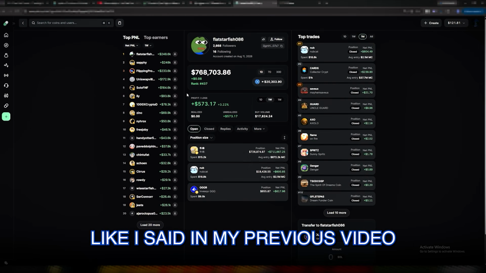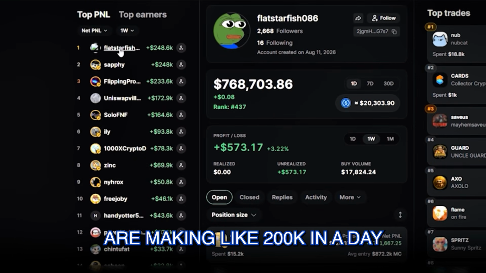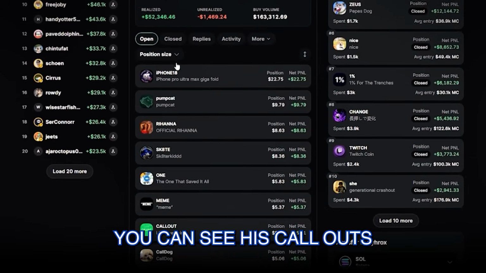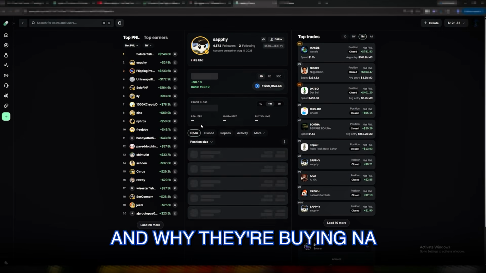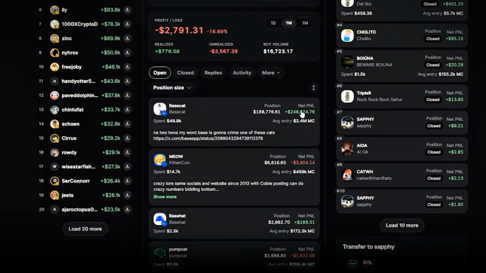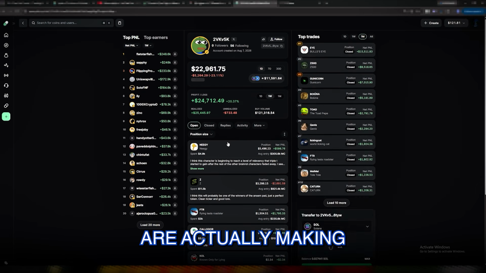Like I said in my previous video, the Pump Fund app, which you can use to find coins, has a lot of traders that are making like 200k in a day. Look, Narox made 72k in one day, and you can see his thesis, you can see his callouts, you can see what they're buying and why they're buying. Tutu is up 250k on one of these cats, for example. So you guys can follow these guys on the Pump Fund app, and you can see how much these guys are actually making throughout the day.